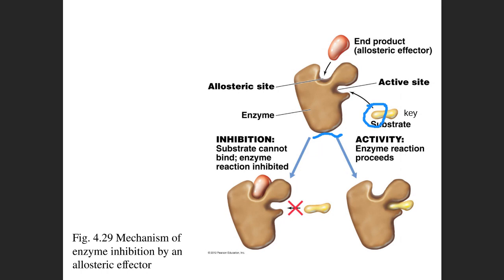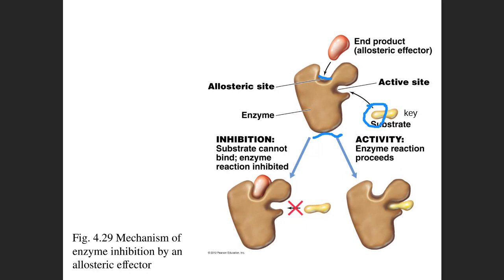But you can also have what's called an allosteric inhibitor or effector, and that can go into a different part of the enzyme that fits in here, and because it fits in there, that actually changes the active binding site and then prevents the substrate from going in.